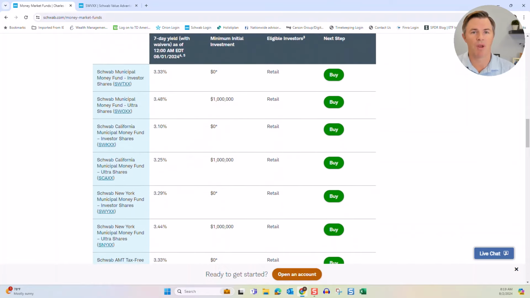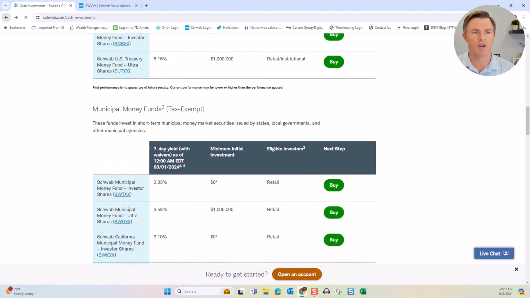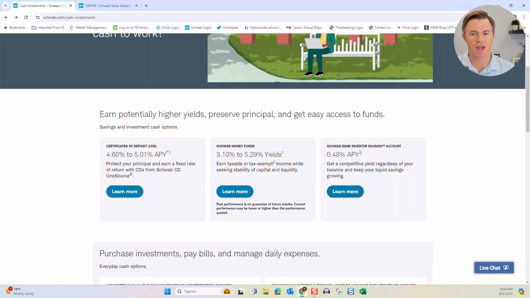Check out your Schwab account, see if you're sitting on money that's in the default money market fund. And if it is this bank deposit program, look at one of these other options, whether it be buying a short-term CD or moving it into the money market.